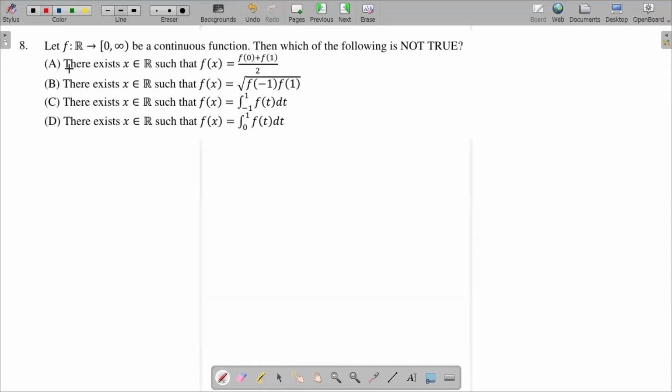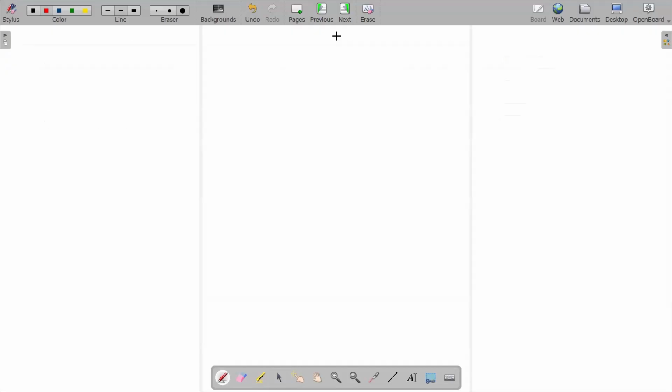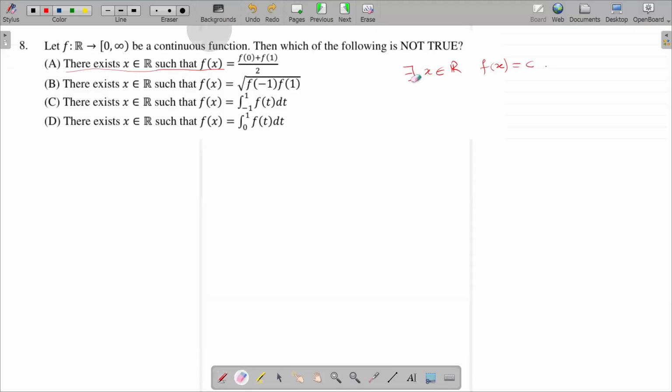You are trying to say something about there existing x such that f(x) equals something. So in which result do you conclude that there exists some point such that f(x) is equal to a value? Intermediate value property, exactly. That's the point. That's what I want to use.